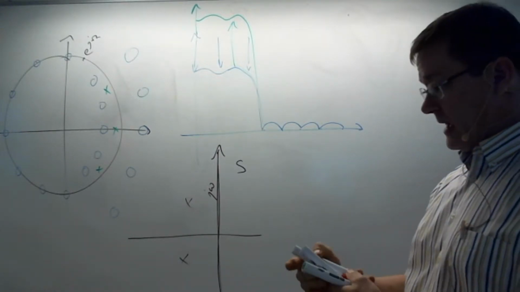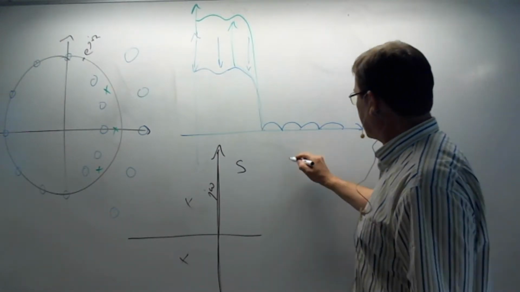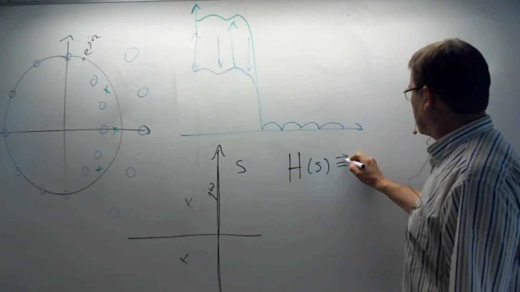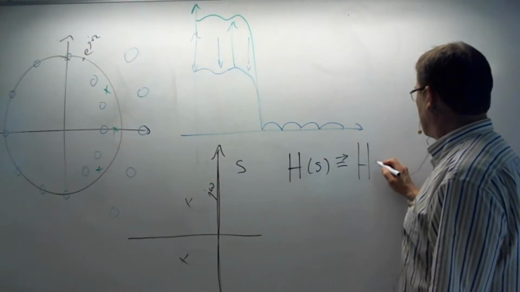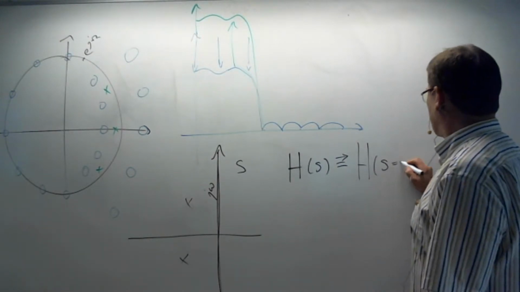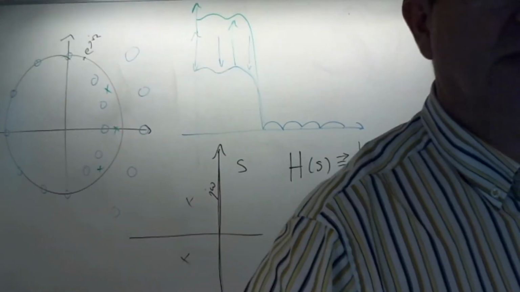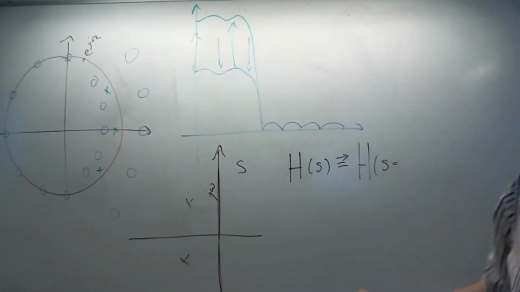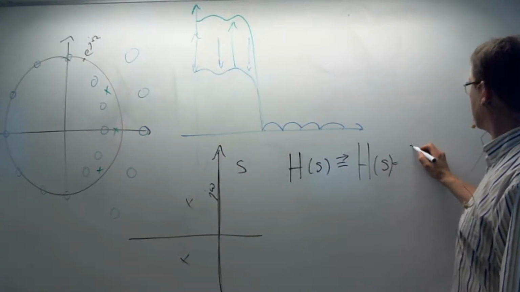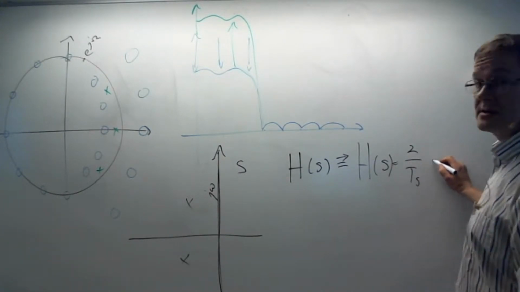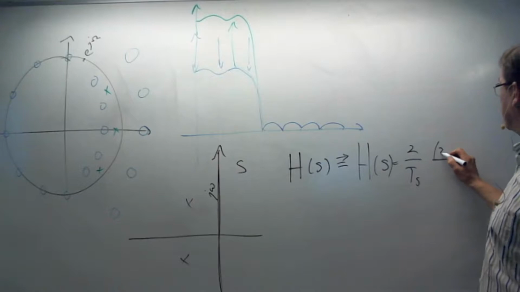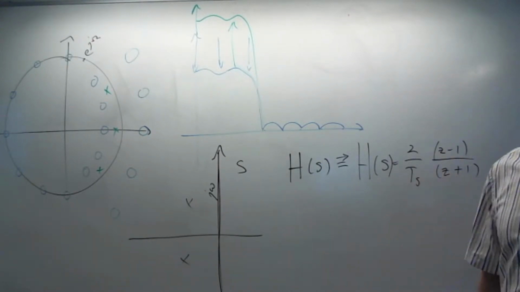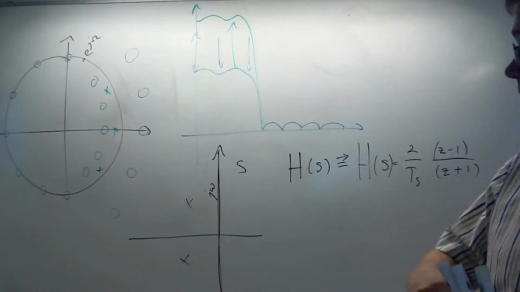There's only a simple trick: you have H of S, and you basically replace S with 2 over T times (Z minus 1) over (Z plus 1). Just a calculation.